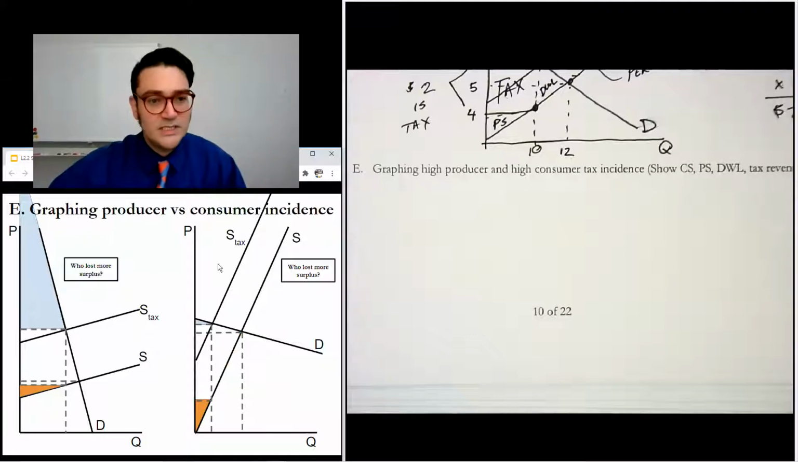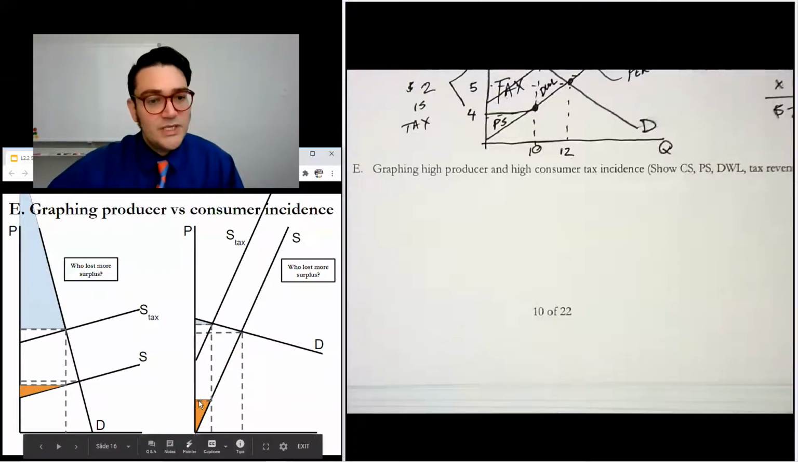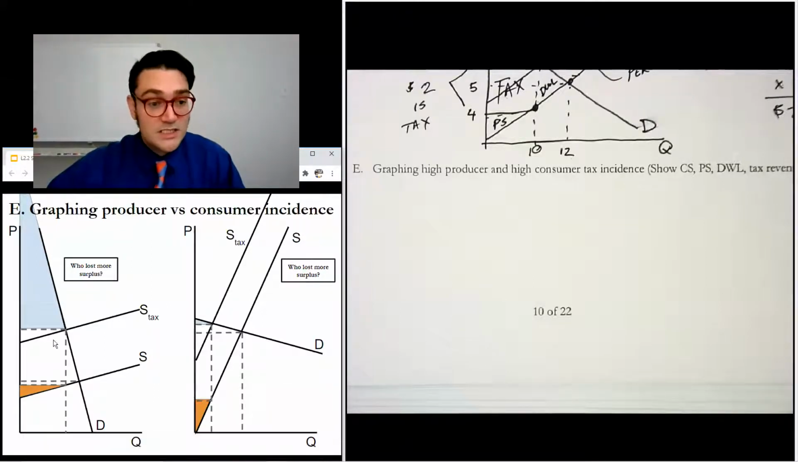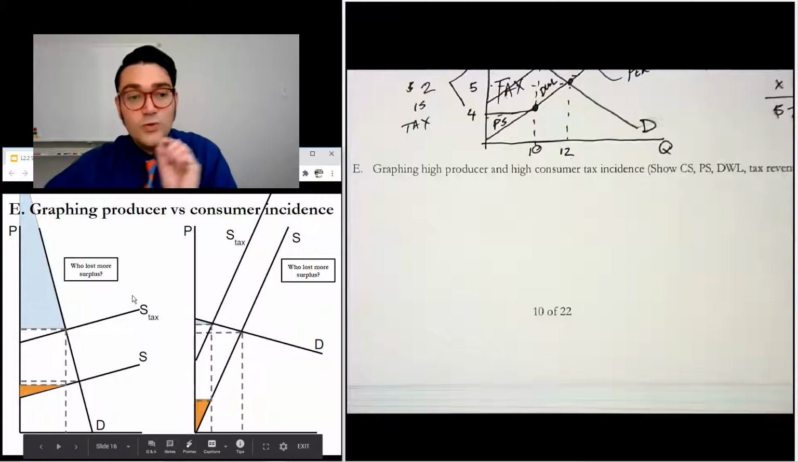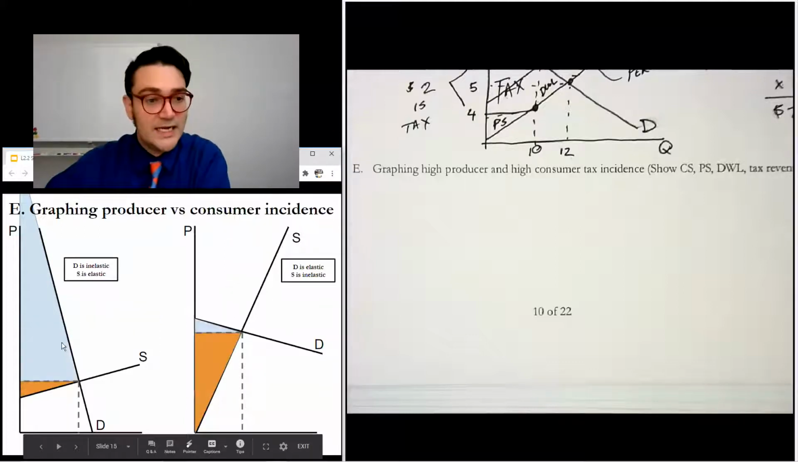That's the vertical distance. And you can see that the new amount of producer surplus and consumer surplus is different, right? Now we've lost something here in the middle. Some of this is going to be tax revenue and some of it's going to be deadweight loss. And so who lost more surplus? Let's go back for a second, right?